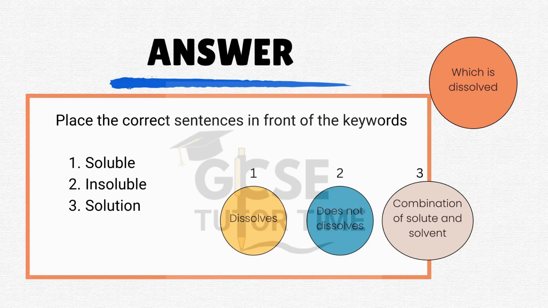For soluble, the one which dissolves is soluble. Which does not dissolve is insoluble, and the combination of solute and solvent is solution. There was one more bubble which said which is dissolved. So solute is the one which is dissolved. Into which it is dissolved is solvent.